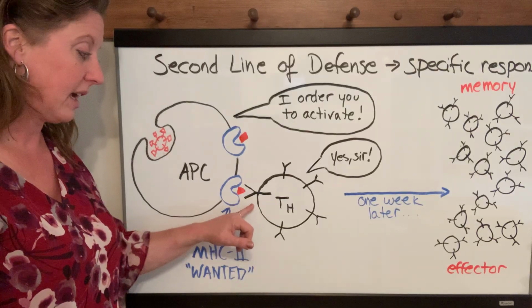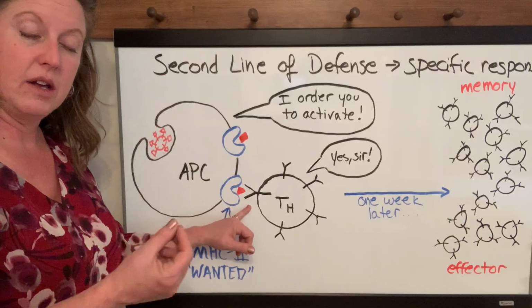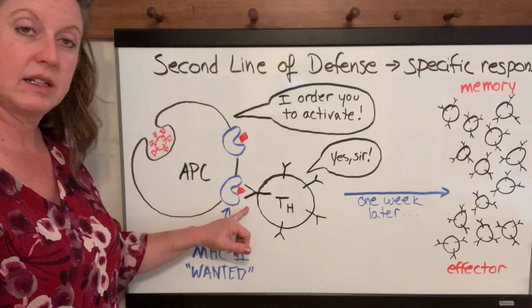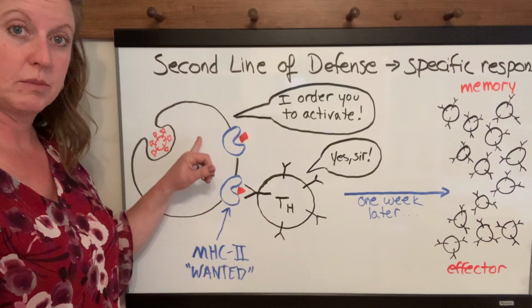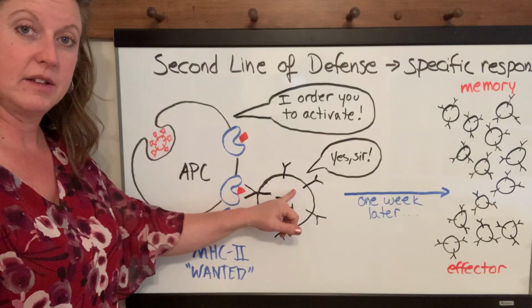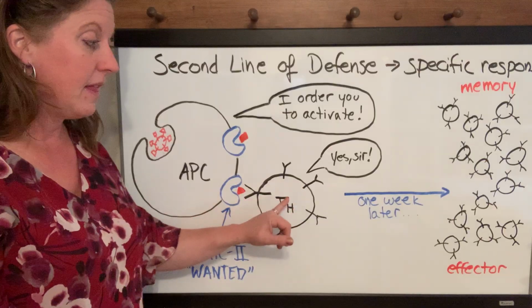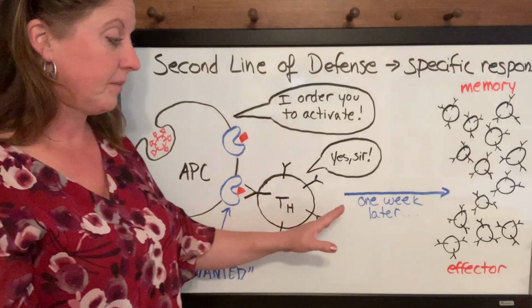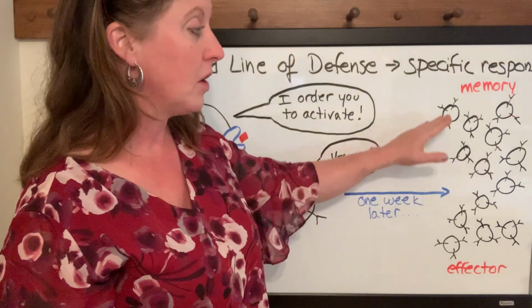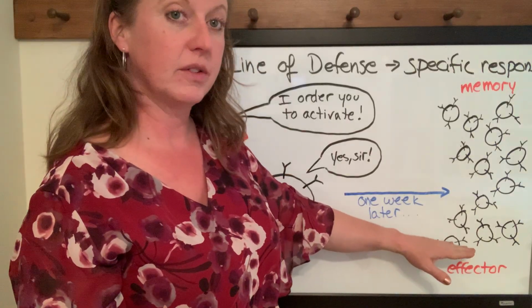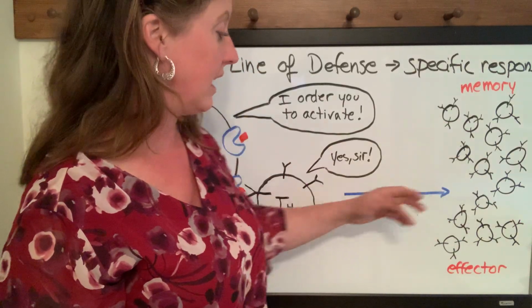And once this recognition takes place, the cells have a little conversation with chemicals. But the conversation basically sounds like this. The antigen presenting cell says, "I order you to activate," and the helper T cell says, "Yes, sir." Then the helper T cell is stimulated to multiply. So about 1 week later, we will have a whole bunch of helper T cells that have been activated by the antigen presenting cell.